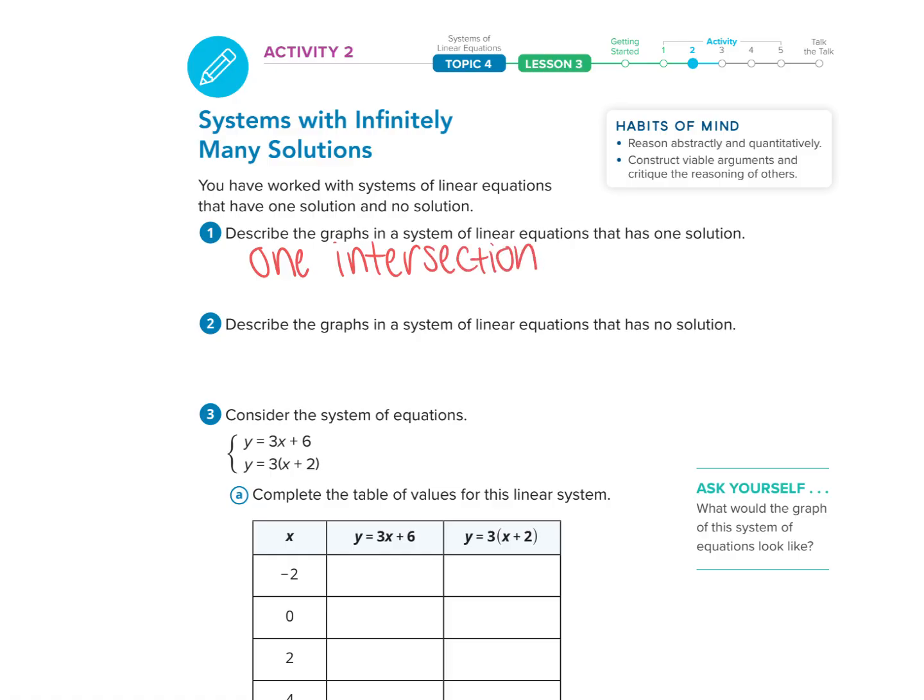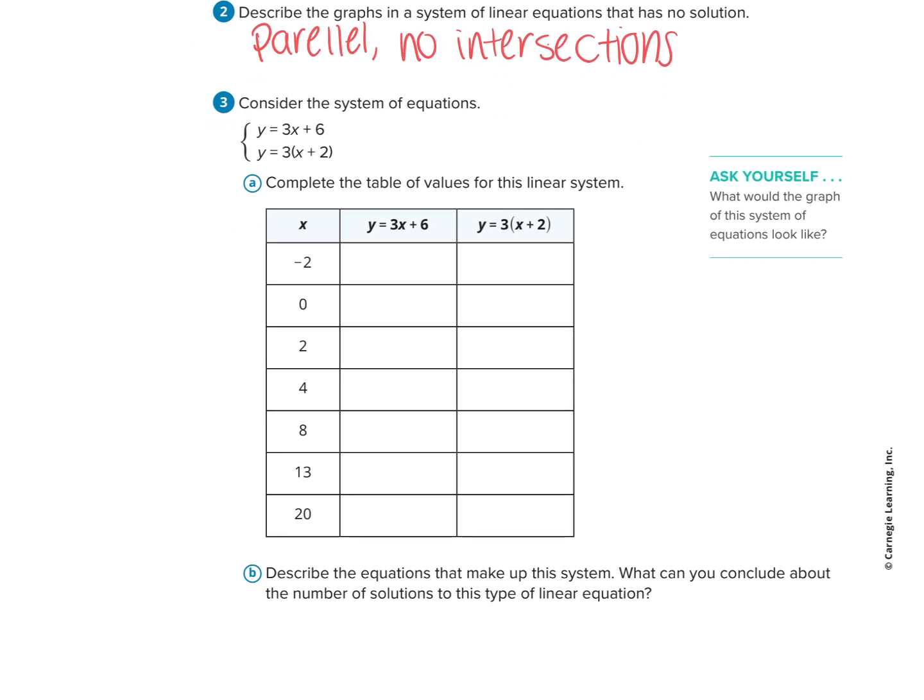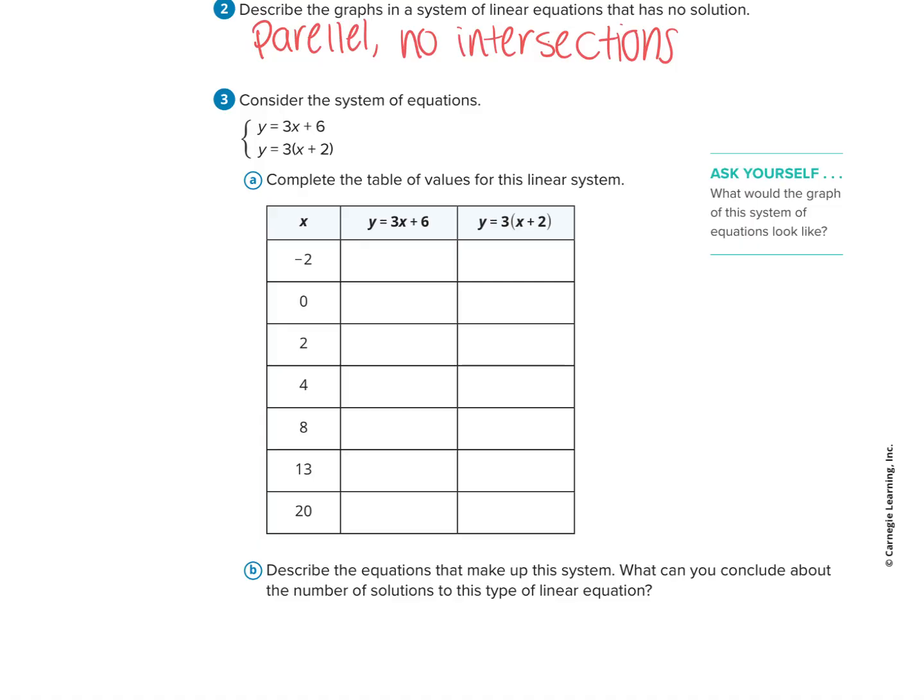If there is a graph that has no solutions, they would be parallel with no intersection. Now, if we think back to our map in the getting started, we would know that those lines were the exact same, that they were the exact same lines, so they had an infinite number of points. Here's an example of how we can look at that algebraically.